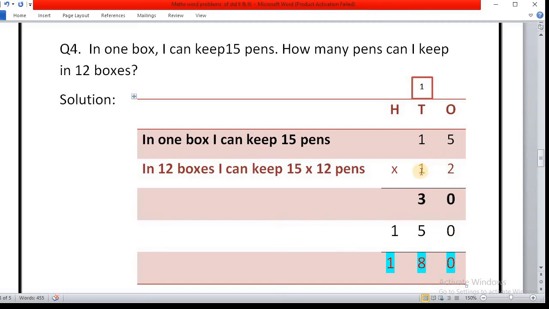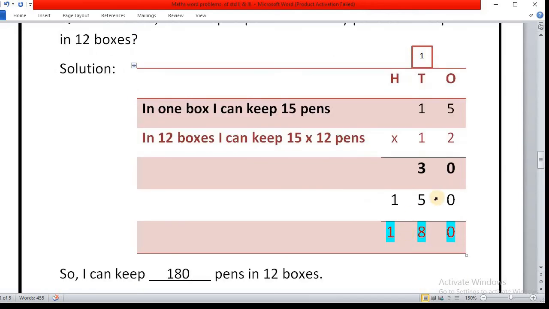In third step, I have multiplied 1 with 5 in ones place. 1 5 is 5. I have written 5 here. In fourth step, I have multiplied 1 with 1 in tens place. 1 1 is 1. And in the fifth step, finally, I have added. 0 plus 0 will be 0. 3 plus 5 will be 8. And here 1. So, total I can keep 180 pens in 12 boxes. Clear till here?